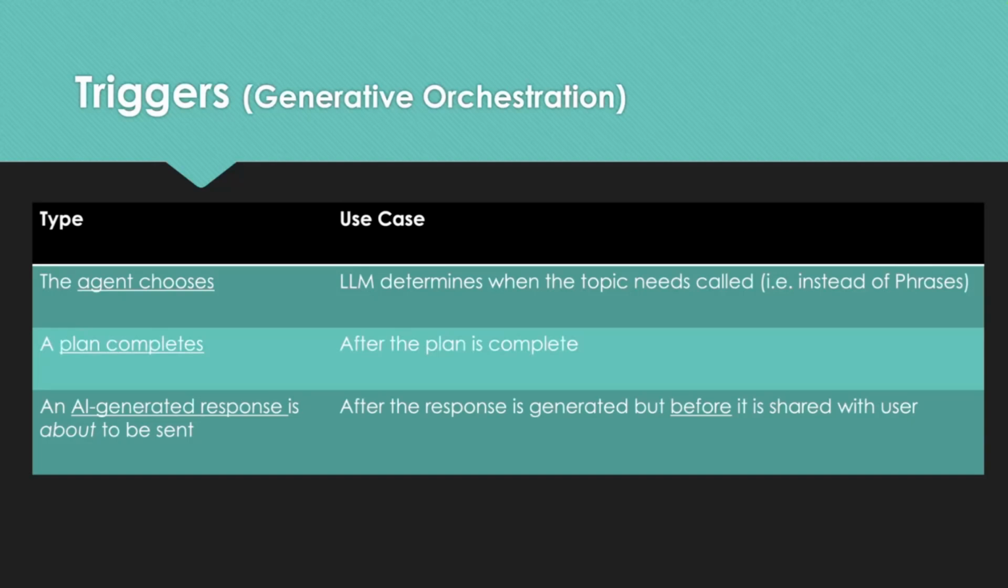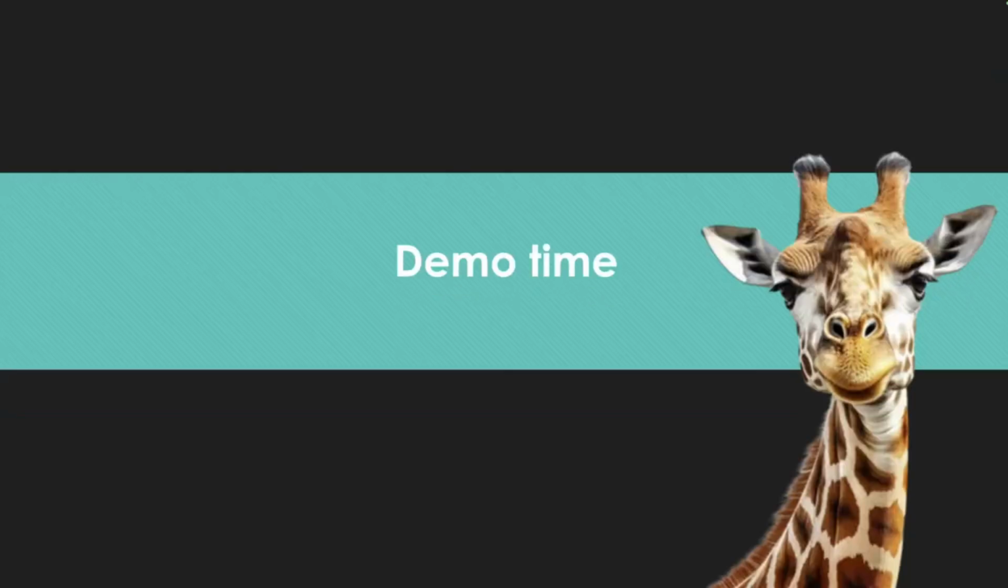And then we've got two newer ones within just the last few months. One, when an AI plan has completed, and then also when an AI generated response is about to be sent. The keyword is about, because it has not been sent yet, and we're going to actually do some demos on that particular one. So let's actually jump right into it.